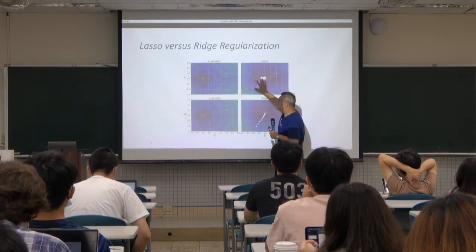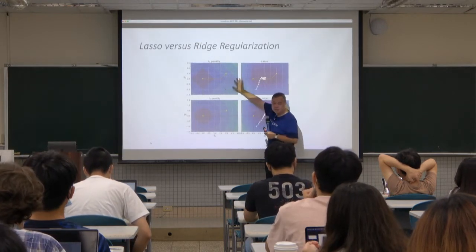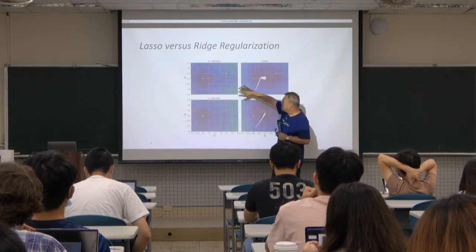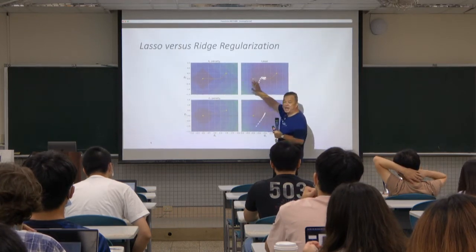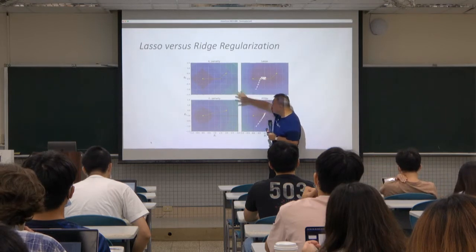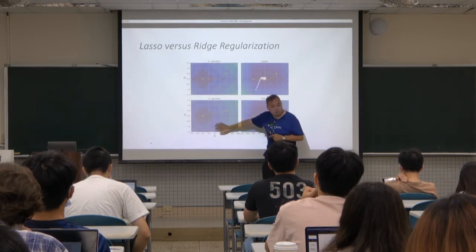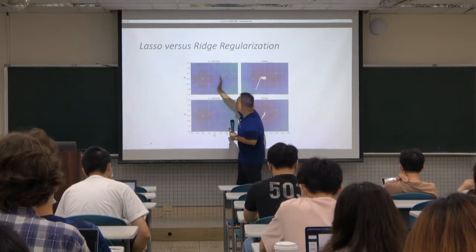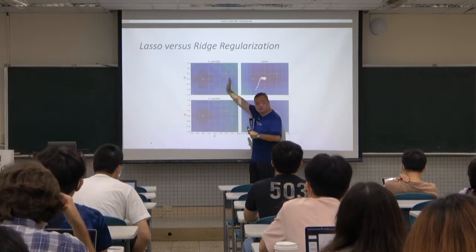These two figures were obtained by using lasso. Okay, this is the first thing I want you to know. These two are obtained by L1. These two were obtained by L2. So the second thing is, what's the difference between these two columns?